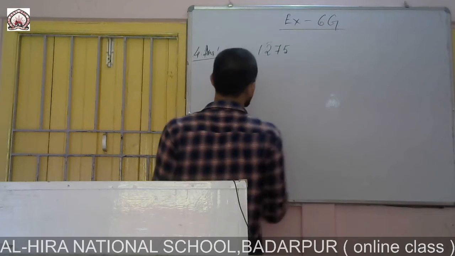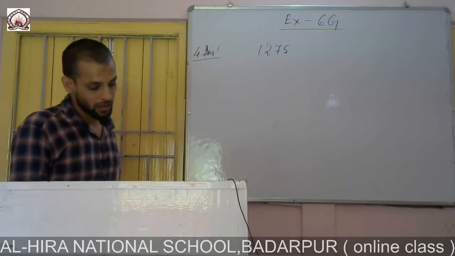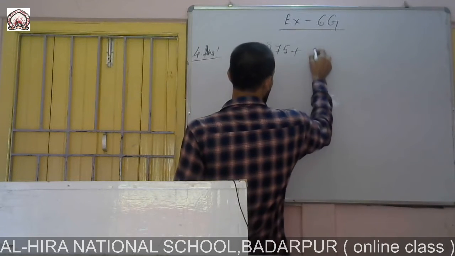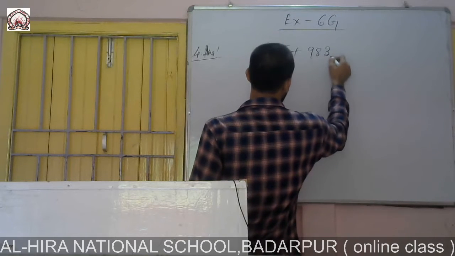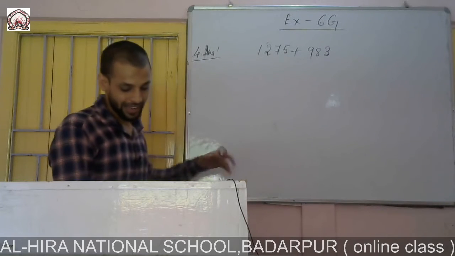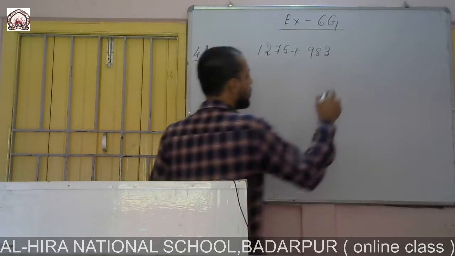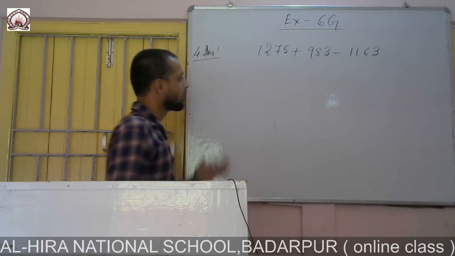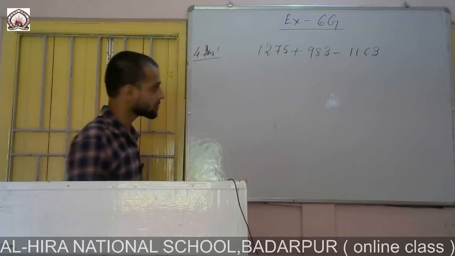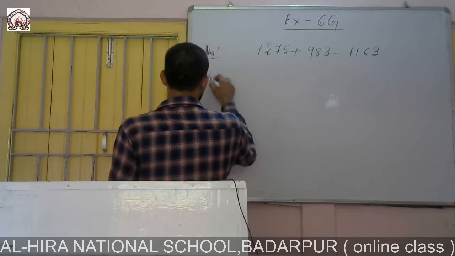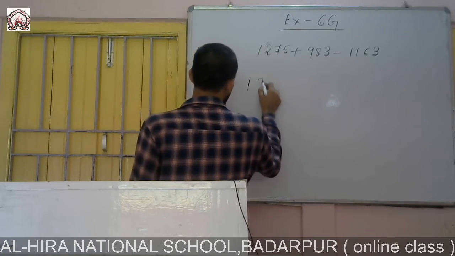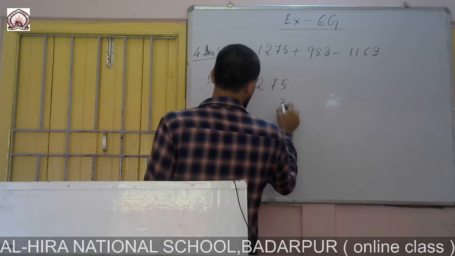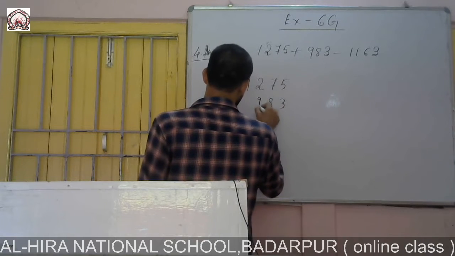1275 is the total number of tourists present on 1st May. On 2nd May, 983 more came in. And on the same day, 1163 left for Goa. So now we have to solve it. So first part: 1275 plus 983.